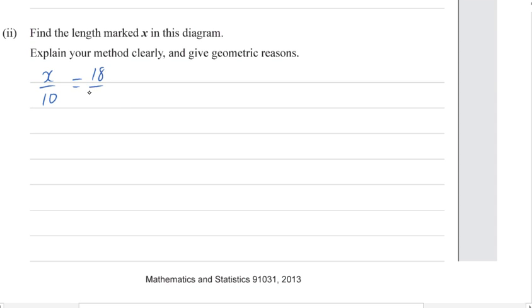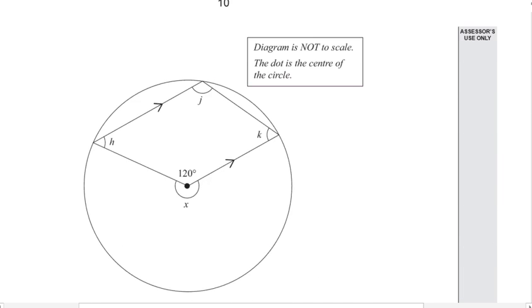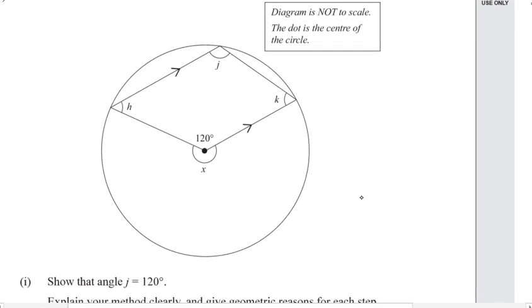So I'll write that down here: 18 over 15. One step of working to solve this equation: times both sides by 10. And so X for this one equals... So 18 divided by 15 times 10 is 12 centimetres. Okay.